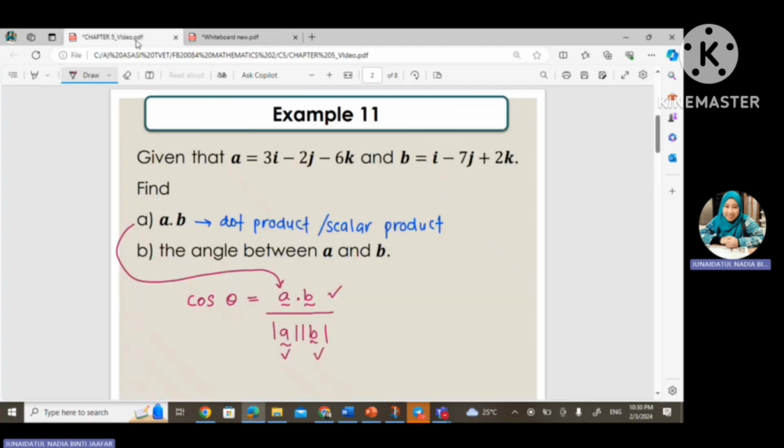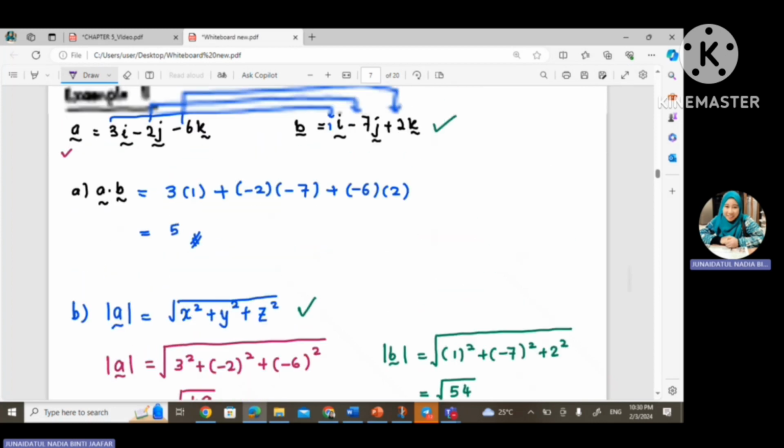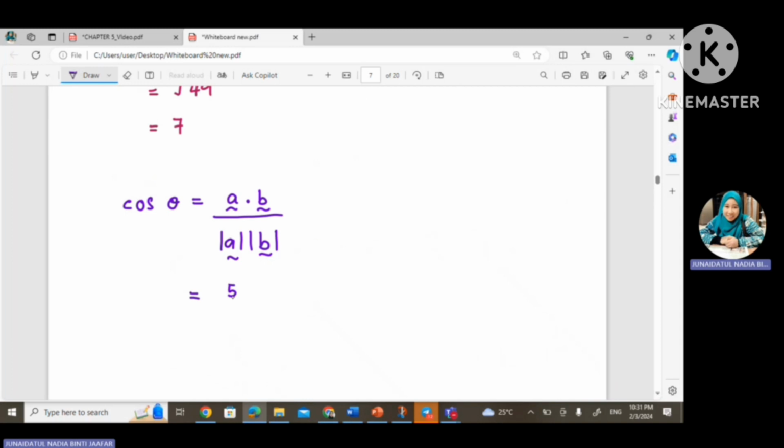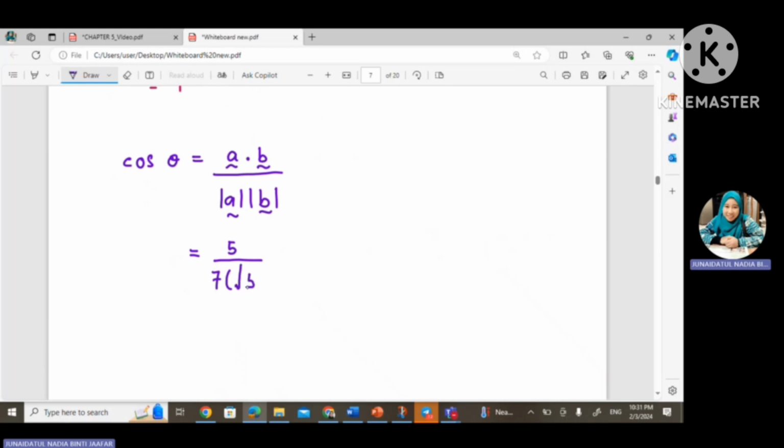So back to the formula. Cos theta is equal to A dot B divided by the magnitude of A times the magnitude of B. A dot B from question A is 5, divided by the magnitude of A, which is 7, and then times the magnitude of B, which is square root 54. So here we get the answer 0.097.